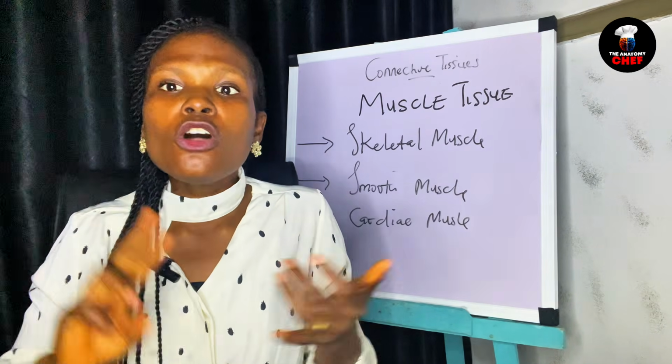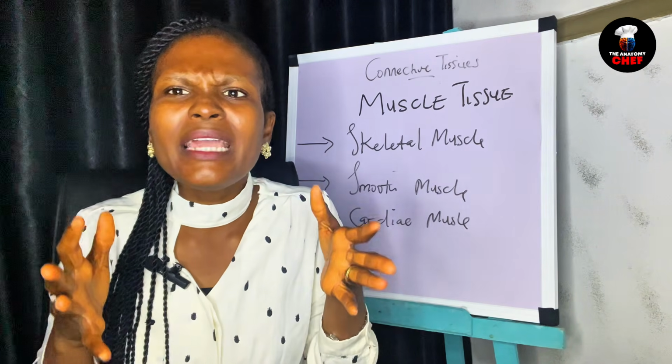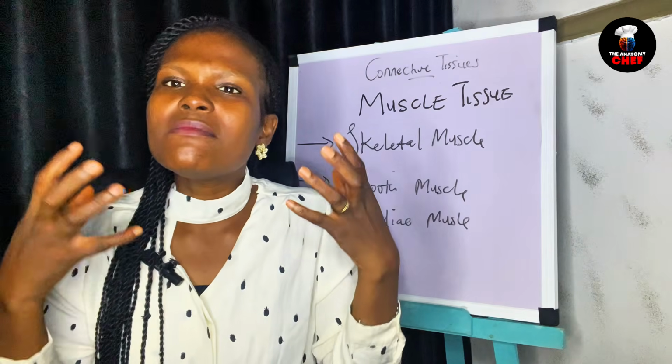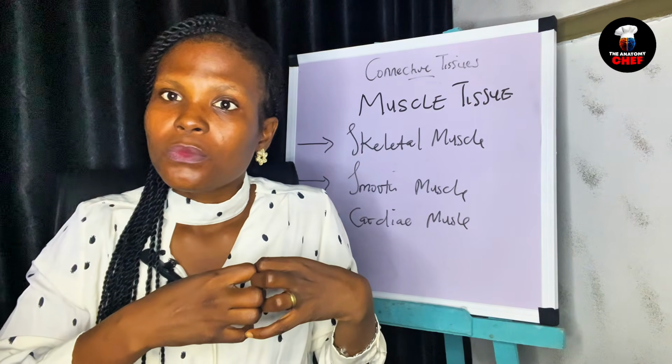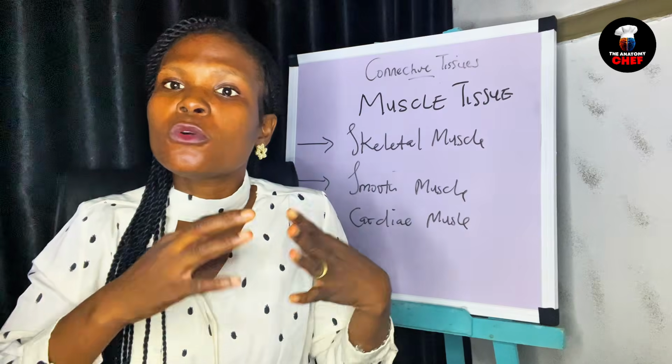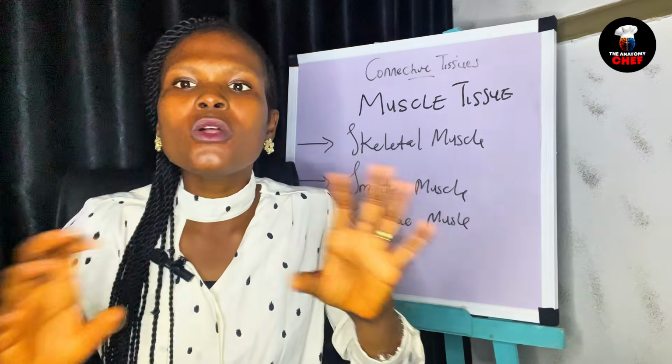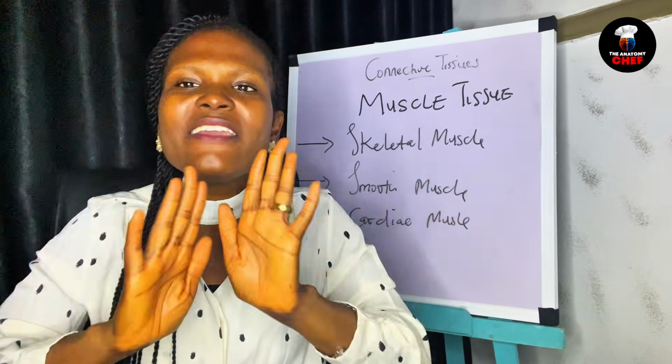The third muscle you need to know about now is your cardiac muscle. The cardiac muscle is the muscle that controls the heart, and it also functions involuntarily. It moves involuntarily.